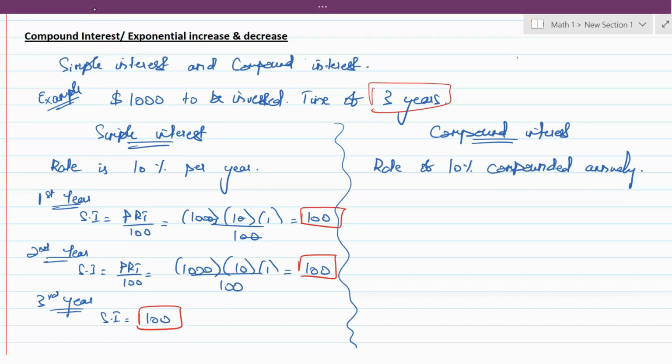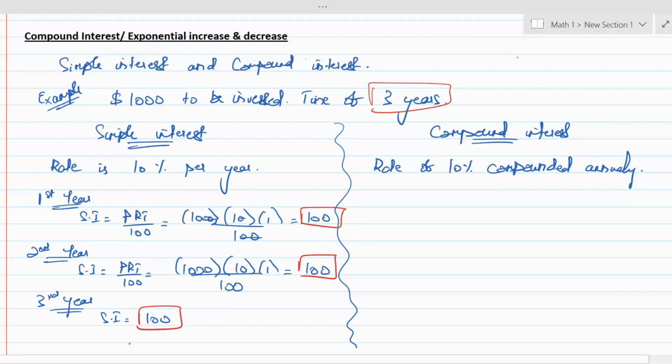The accumulation of all these 3 years of interest, the total simple interest, would be 100 plus 100 plus 100, and what you're getting in the end is $300. So $300 is the simple interest earned in the case of simple interest.